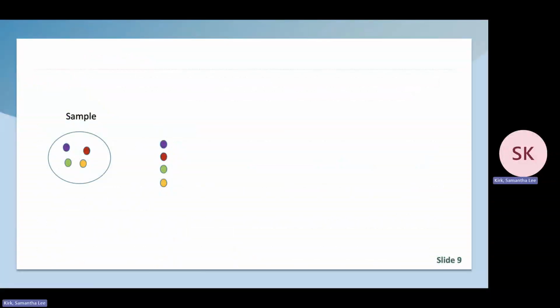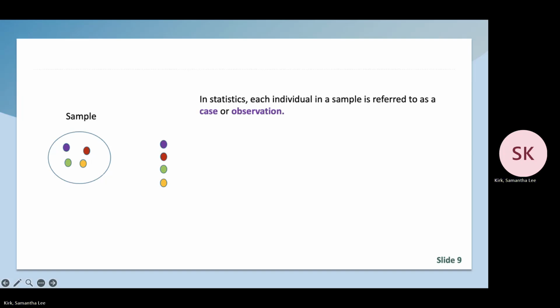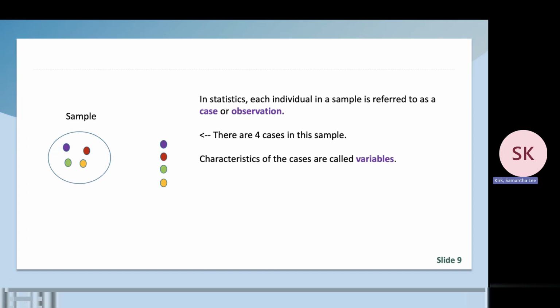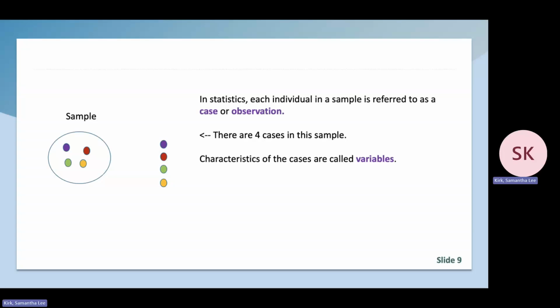So let's take a look at a sample. In a sample, each individual is referred to as a case or observation. So in this particular sample, I have 4 dots. So there would be 4 cases, or you could say there's 4 observations in the sample. Characteristics of the cases are called variables. What is a variable? A variable can take different values for different individuals.